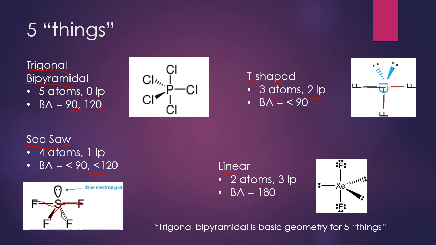Next, we have linear. This is where there are just 2 atoms around the central atom and 3 lone pairs, for a total of 5 things. So you have a linear molecule from the fluorine to the xenon to the other fluorine.